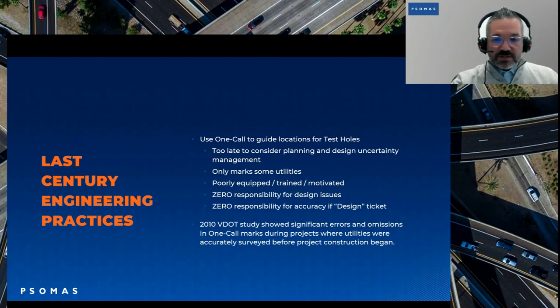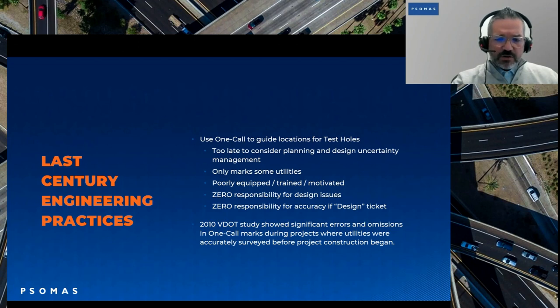Another problem with this is there's zero responsibility for design issues. Once they've marked the ground, they walk away, and, hey, good luck. They have zero responsibility for accuracy if it's a design ticket. These are problems with the one call system. If you're going to rely on them, understand that once they mark it, they walk away. It doesn't matter how accurate it was or anything else that has to do with that marking.